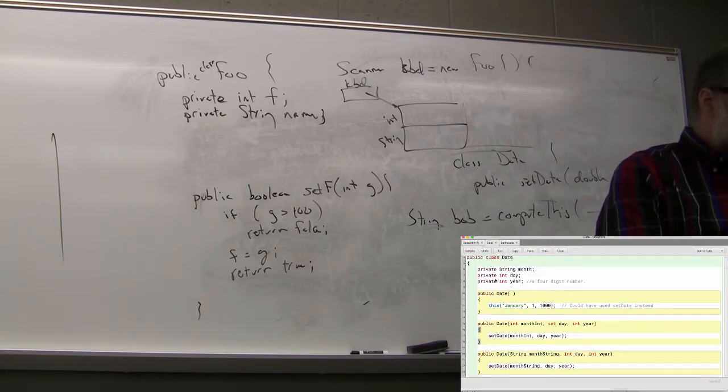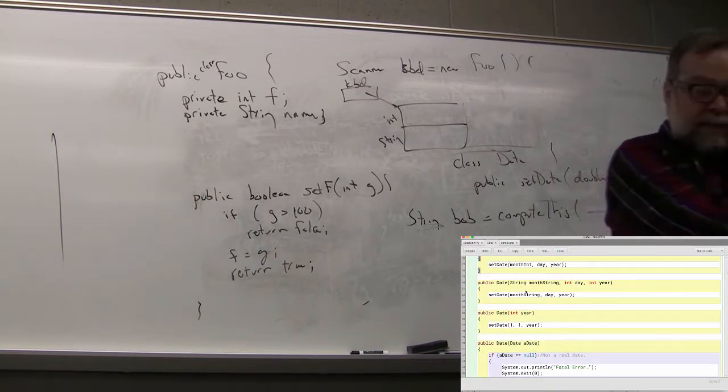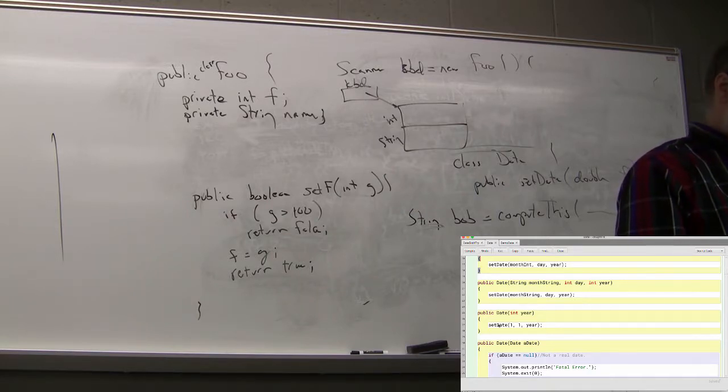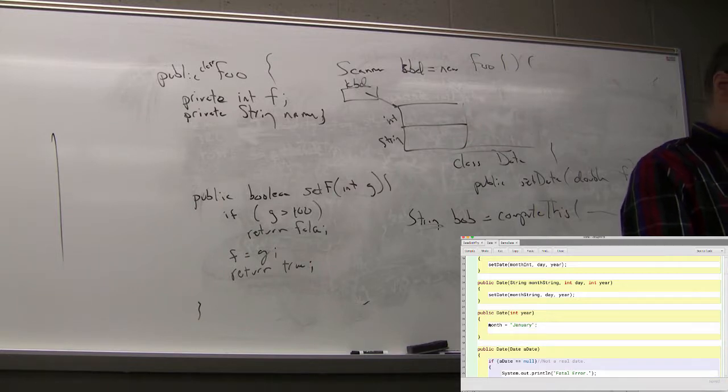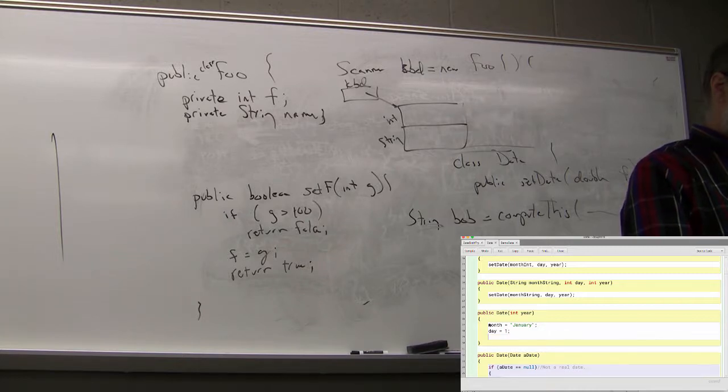Let me rewrite this code. So you'll notice that this takes a month, a day, and a year, right? And so what I could do, for example, here, instead of calling setDate, I'll do it this way. Month, I could say this dot month, or I'd probably write it like this: this dot month equals January, and I could say this dot day equals 1, and then I could say this dot year equals year.